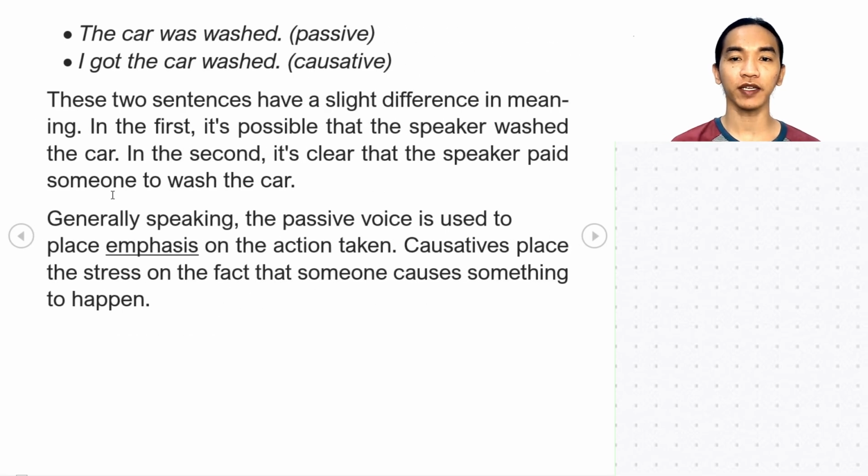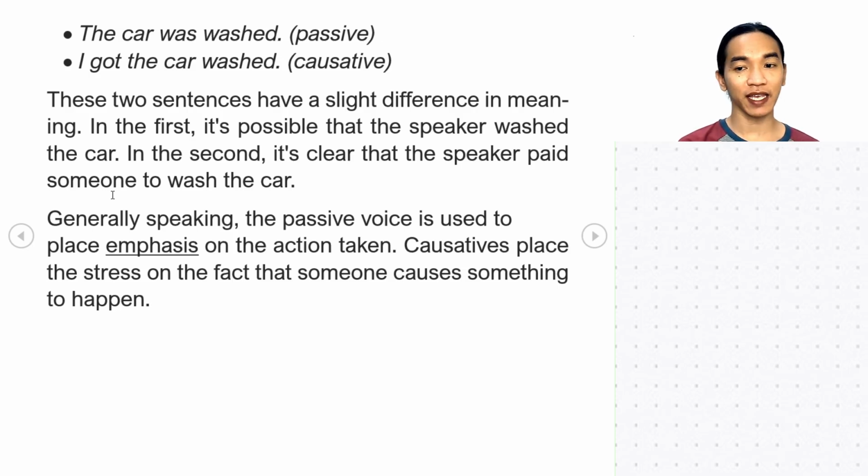Okay, moving forward. Now, let's see more examples here. The car was washed, okay? And then I got the car washed, okay? So these two sentences have a slight difference in meaning. In the first, it's possible that the speaker washed the car. It's possible that the car was washed by the speaker or someone else. Now, in the second, it's clear that the speaker paid someone. It's like a service. The speaker paid someone to wash the car.